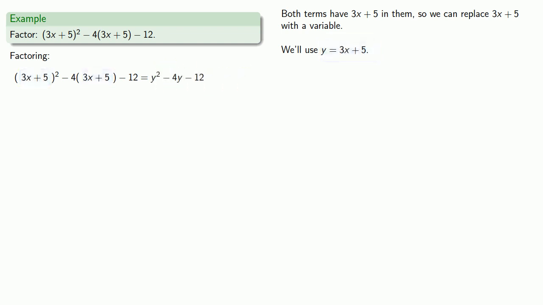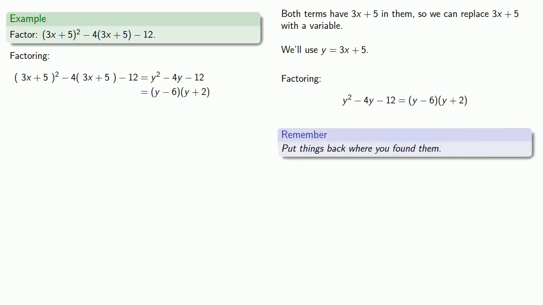And now we have something a lot more familiar, y squared minus 4y minus 12. So we'll factor. And at this point, we need to invoke a rule that you learned in kindergarten. Put things back where you found them. In particular, since we started with the problem of factoring an expression in x, we want to make sure that when we factor, we have an expression in x. So again, equals means replaceable. So every time we see a y, we can replace it with 3x plus 5. And finally, let's do a little cleanup of the terms inside the parentheses, because we can, which gives us our factorization.